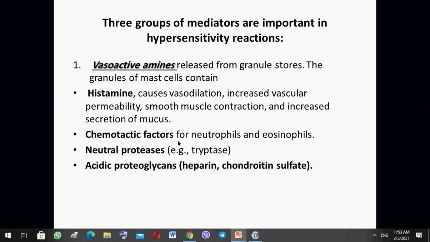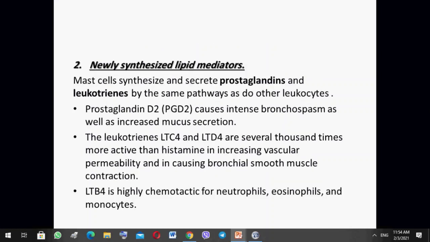Also, we have chemotactic factor release for neutrophils and eosinophils, and by the way, the eosinophils are the most abundant type of cells that come in type 1 hypersensitivity reaction because of the chemotactic factor that activates them. And also we have neutral protease such as tryptase enzyme and acidic proteoglycans like heparin and chondroitin sulfate molecules. All these are vasoactive amines that are released from the granules of the mast cell.